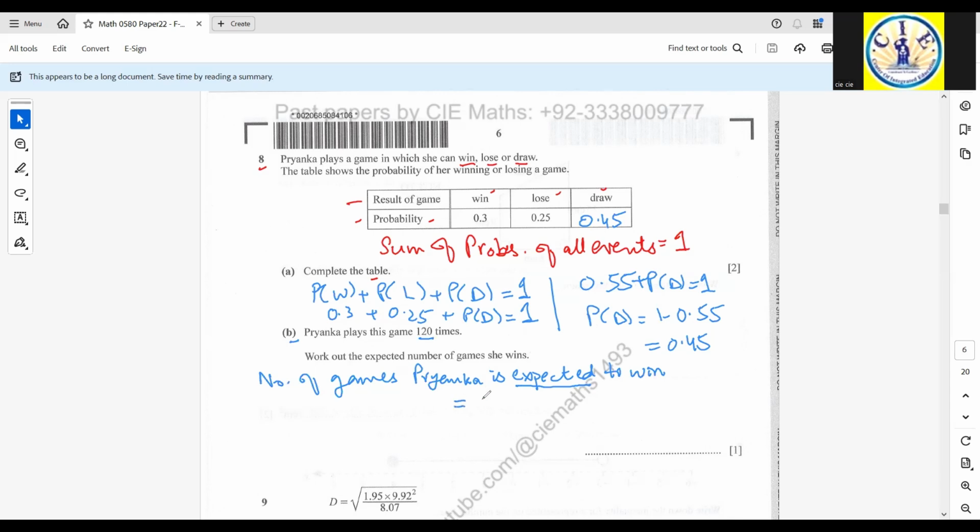So I'm going to multiply the probability of winning, that is 0.3, with 120. So the multiplication can be done as 3 divided by 10, converting it into a fraction, times 120, cancelling out this 0, and 12 threes are 36. So we can expect out of 120 times the game being played that Priyanka might win 36 games.